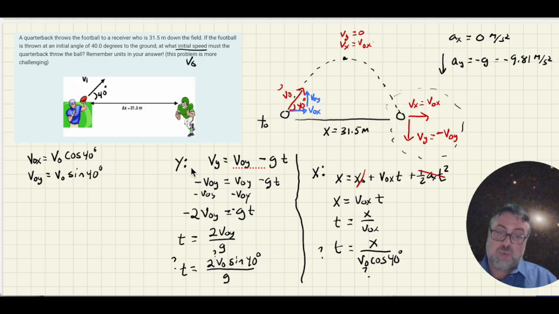Since I already worked with y, I worked with x. I write the x equation out for the motion of the ball, and I realized that this simplified to something quite easy, that time was equal to x divided by v naught x, or the original velocity in the x direction, which was the original velocity times cosine 40. So I just followed the breadcrumbs of the math as we went through. So now let's move this up.